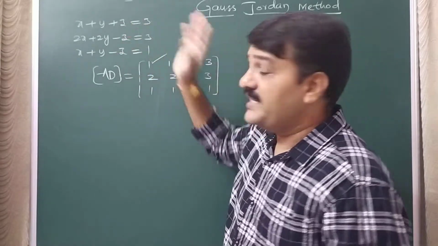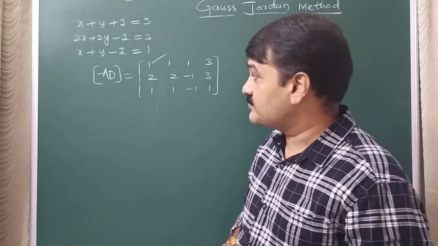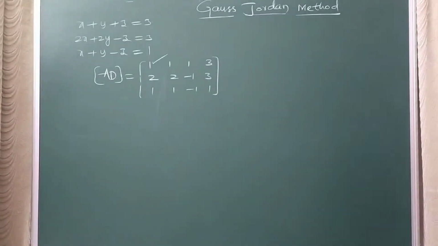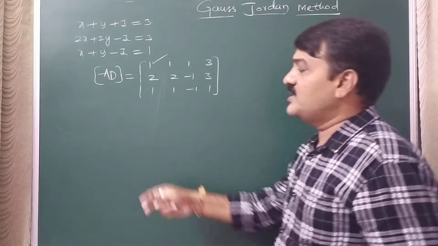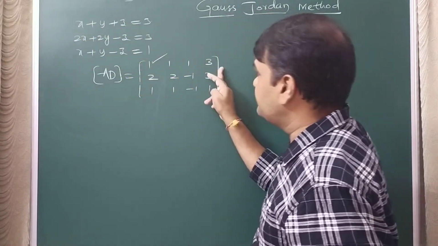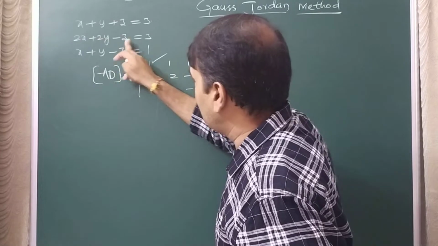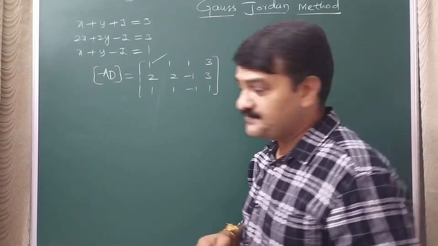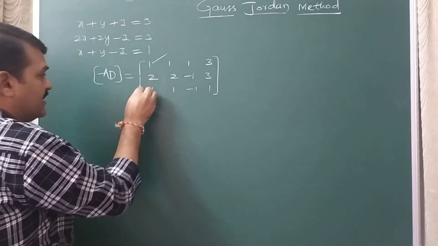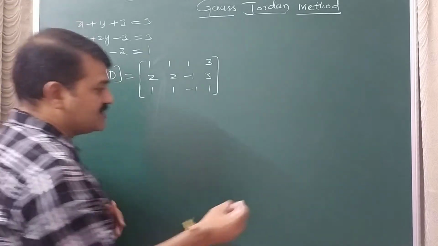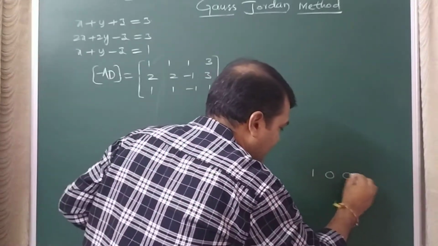After writing the matrix form, if we write the given equations in the augmented form, we will get from the first equation 1, 1, 1, 3, from the second equation 2, 2, minus 1, 3, from the third equation 1, 1, minus 1, 1. We will get it like this. In the Gauss-Jordan method, our aim is to transform this augmented matrix into this form.